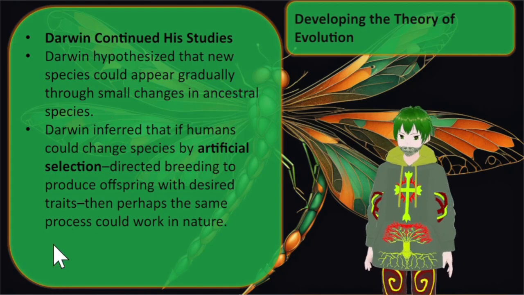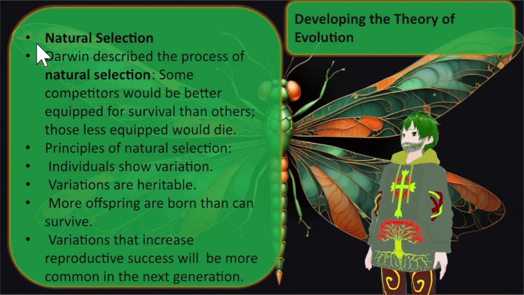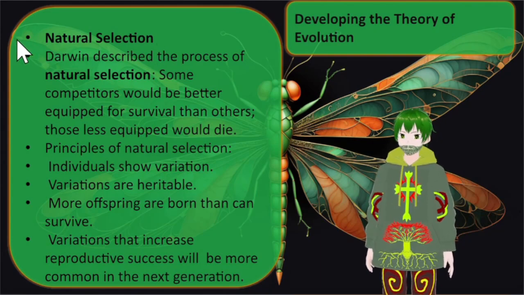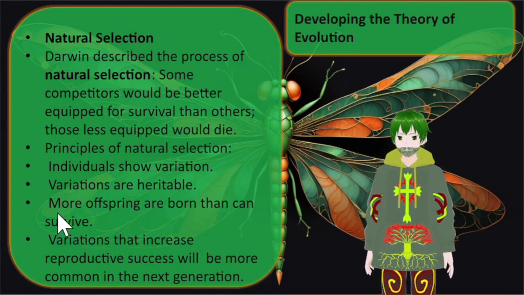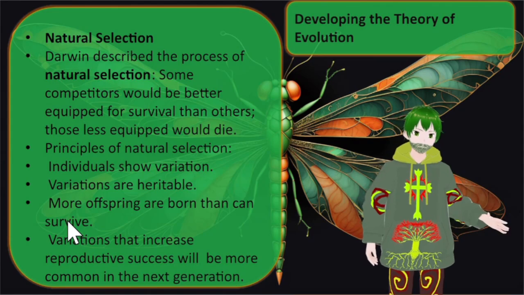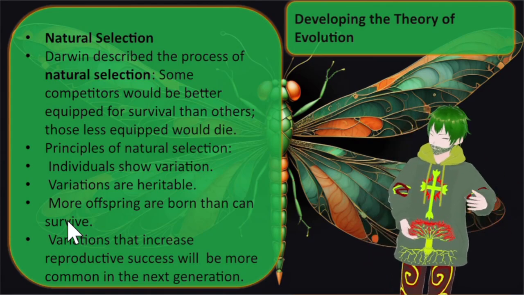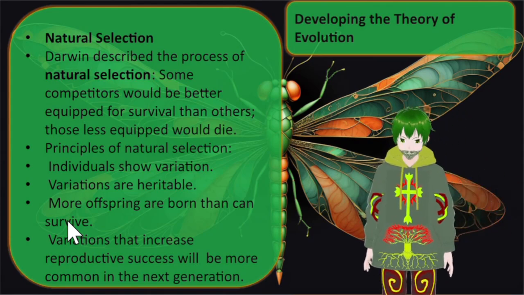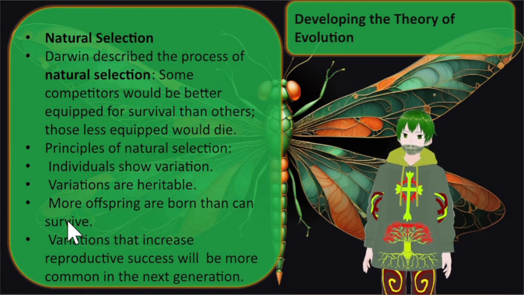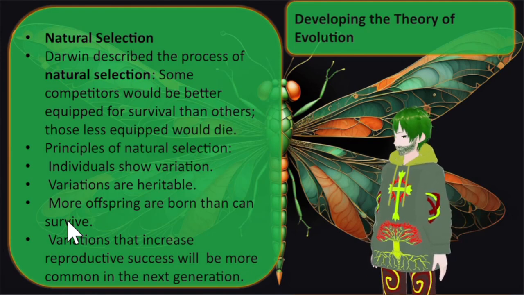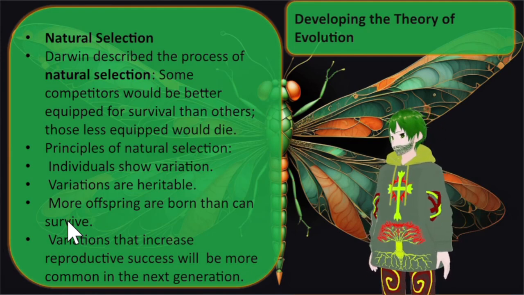And he applied this idea to nature as a whole and came up with the idea of natural selection. And it might sound kind of daunting when you see that. What on earth is natural selection? Natural selection is: what can survive and breed, survives and breeds. And if it can't survive and breed, it dies.